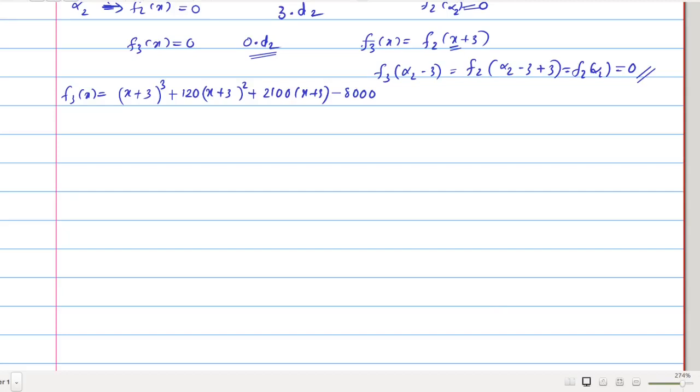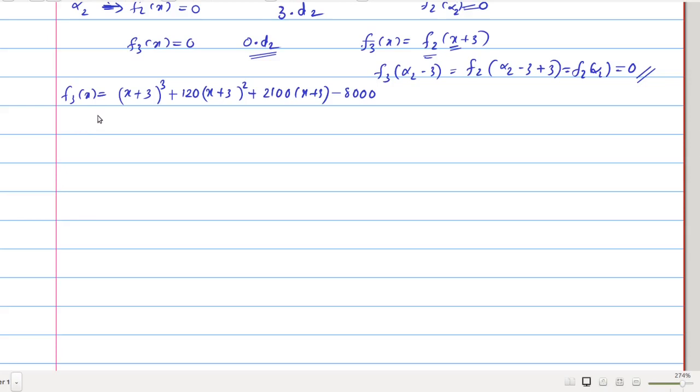Then you can get f3 as f3 of x is equal to (x plus 3) whole cube plus 120 times (x plus 3) whole square plus 2100 times x times (x plus 3) minus 8000. Okay, so using this f2, we replace x by x plus 3 in f2, then you will get f3 of x. Using this f3 of x, you can find the value of f4 of x.